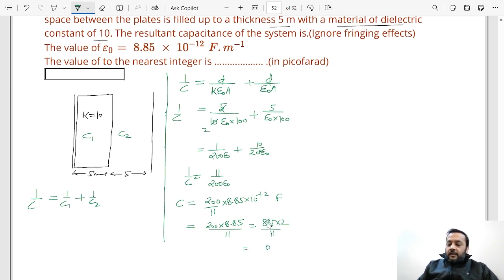5 into 10, 8 into 16 plus 117, so 177 by 11, 1770 by 11. So 11 into 1 is 11, 11 into 6 is 66, remainder 10. So 160.9 nearly. So you can say that this will be 161 approximately. All right.